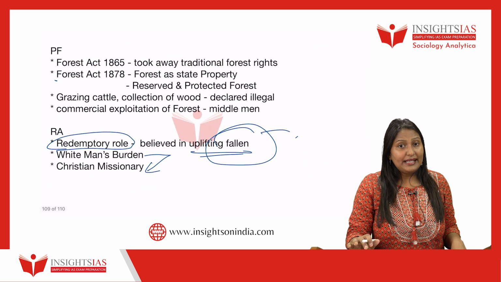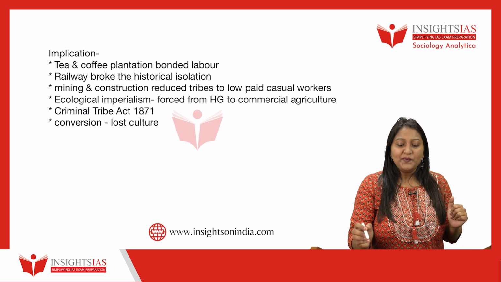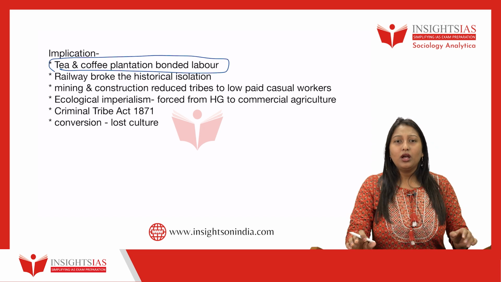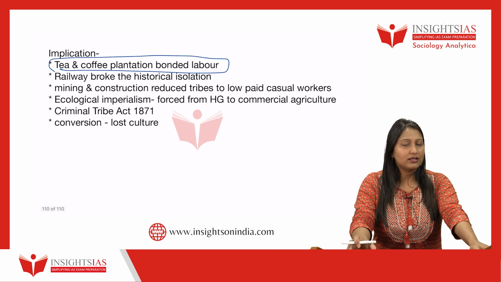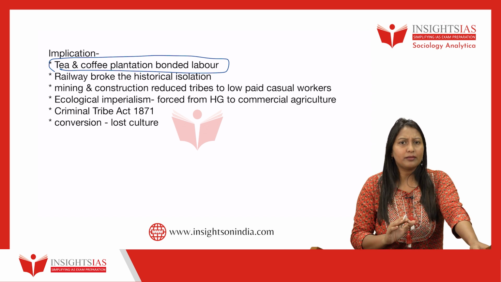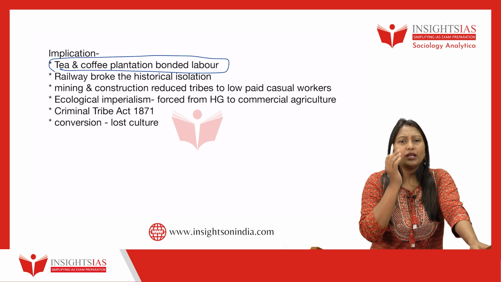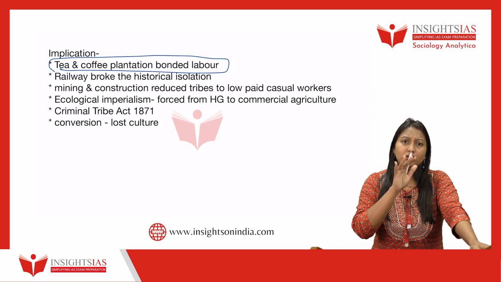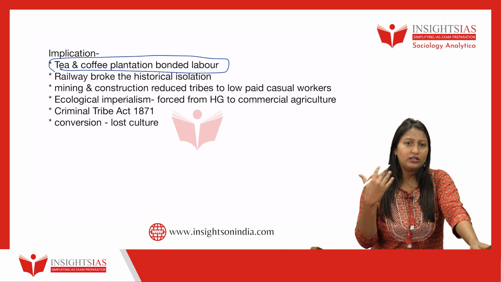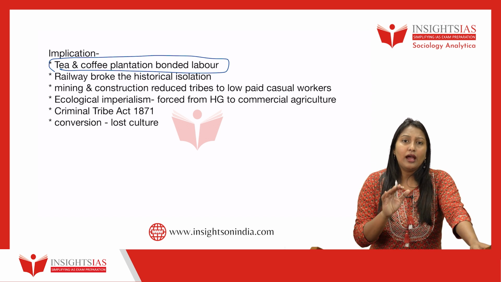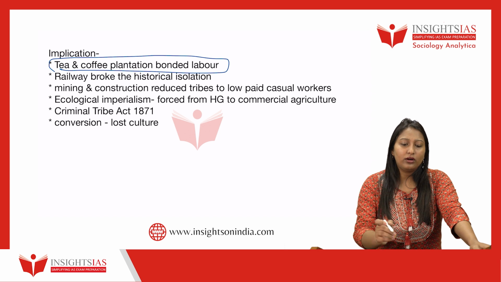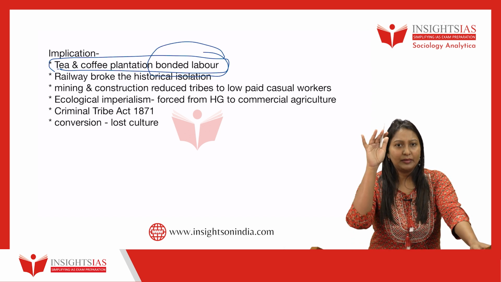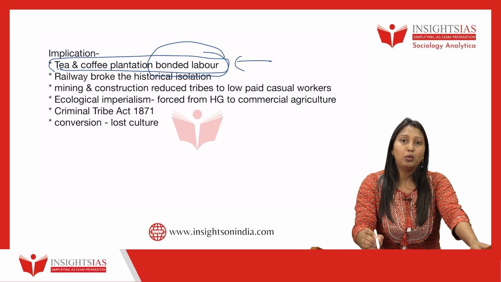Okay, now after writing this, you have to write about the implications. What are the implications? First and foremost is tea and coffee plantation bonded labor. Because of separation, they felt that this tribal land had more resources, and the tribal lands were more or less surrounded by hilly regions, and hills were suitable for coffee and tea plantations. So whosoever were the tribes of that particular land were converted into bonded labor.